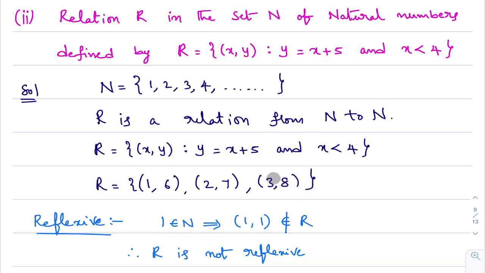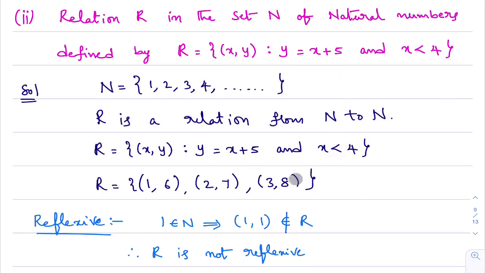I hope you understand. I can take x as 1, 2, 3 only. When I take x is 1, y is 6. When I take x is 2, y is 7. When I take x is 3, y is 8. You can check all these x values are natural numbers, and moreover it satisfies this condition. You can see these are the natural numbers. You have to make sure that x is a natural number, y is a natural number. What happened? They gave a relation from N to N in set builder form.